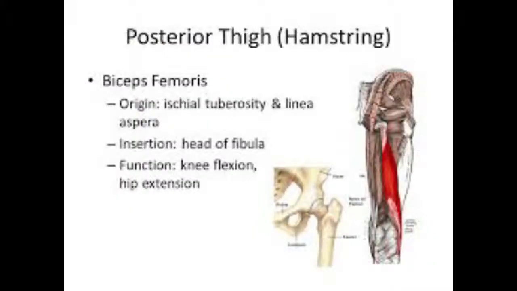The biceps femoris. Its origin is the ischial tuberosity and linea aspera. Its insertion is the head of the fibula, and it helps in knee flexion and hip extension.